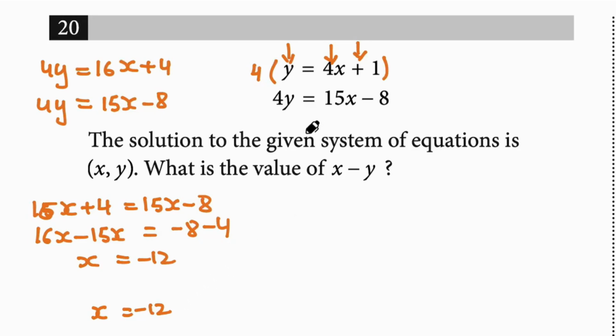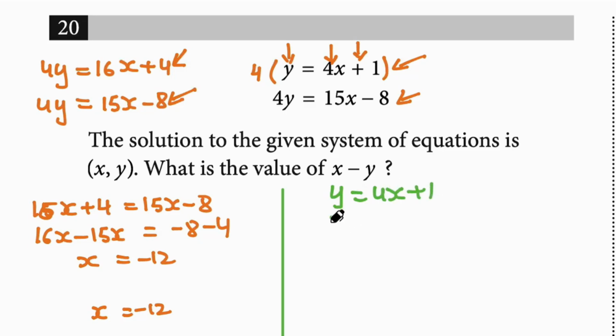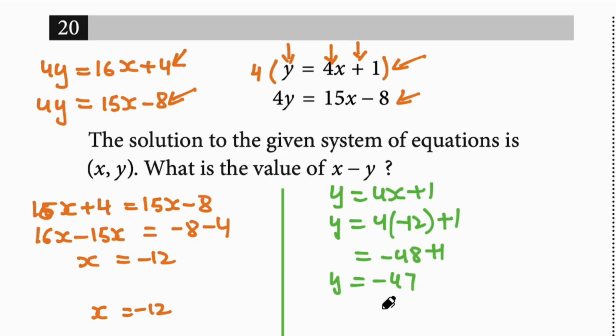I have to calculate y. I have this equation and this equation and this equation. Okay, these are the same, and this equation. So I can use any to calculate y. I will select the one which is going to have minimum calculations. So y is equal to 4x plus 1. y will be equal to 4 times negative 12 plus 1, negative 48 plus 1. So y is equal to negative 47.